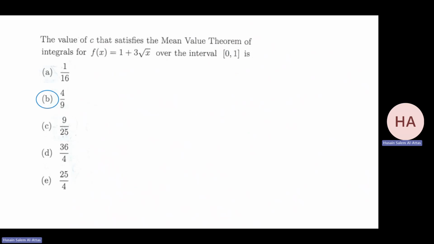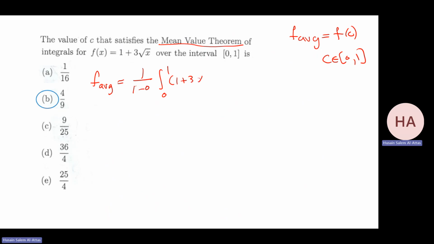The value of c that satisfies the mean value theorem means I need f average equal f at c, where c belongs to this interval. Be careful with the calculation. First, I need to find f average, which is 1 over 1 minus 0, which is 1, integral from 0 to 1. I will write this 3, x to the power half. Let's send it to the integration. That will be x plus 3 times 2 over 3, x to the power 3 over 2, from 0 to 1. That will be 1 plus 2.